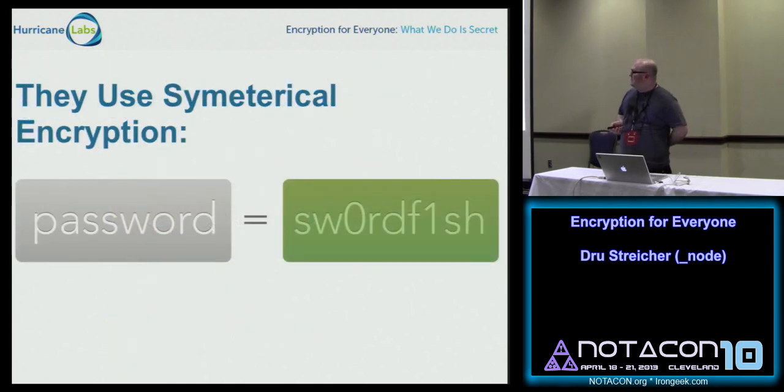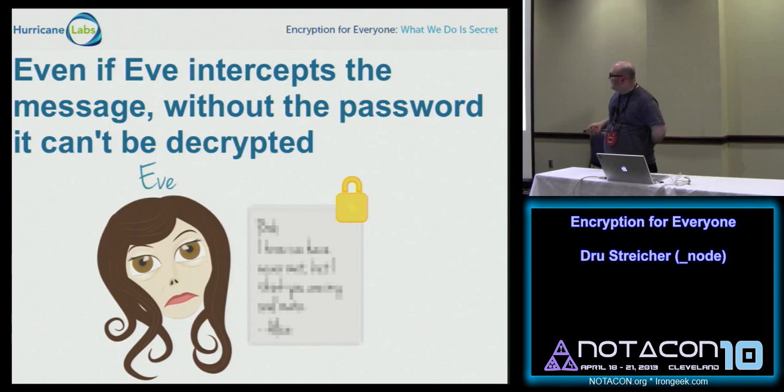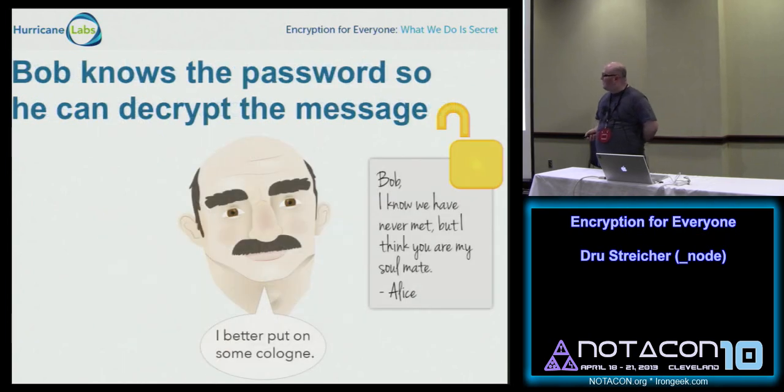She's going to use something called symmetrical encryption, which is just a basic password. So she's going to use a password, swordfish, and encrypt the message to Bob. So she encrypts the message and she sends it to Bob. And Eve, if she intercepts it, she can't really do anything with it because it's all gibberish. But when Bob gets it, he knows the password, so he can unencrypt it and read it in the clear text. And then he knows that Alice wants him to be his soulmate.